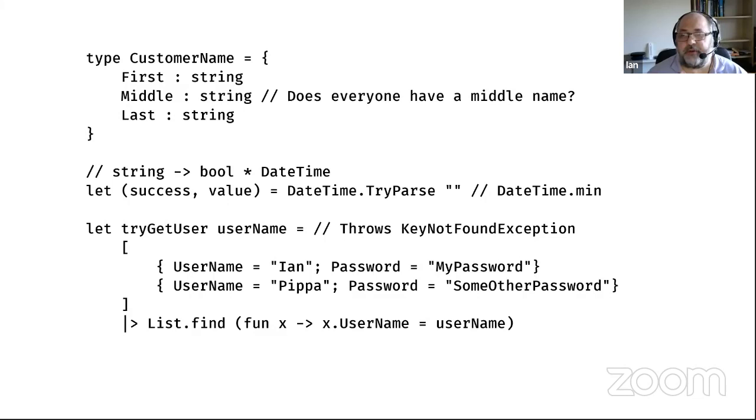So what I'd like is something that's more lightweight than exceptions, but more expressive than null, and more universally applicable than null. And something that we have in F# is called the option type.